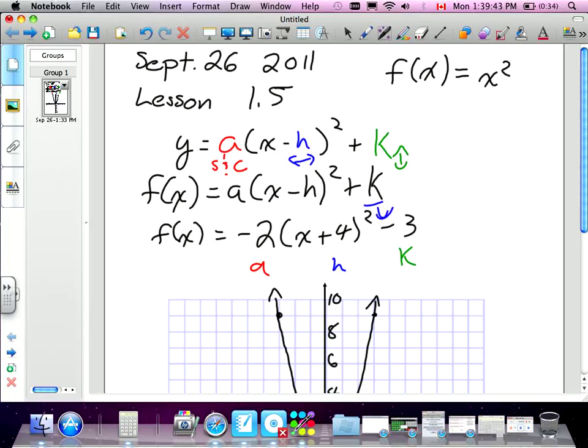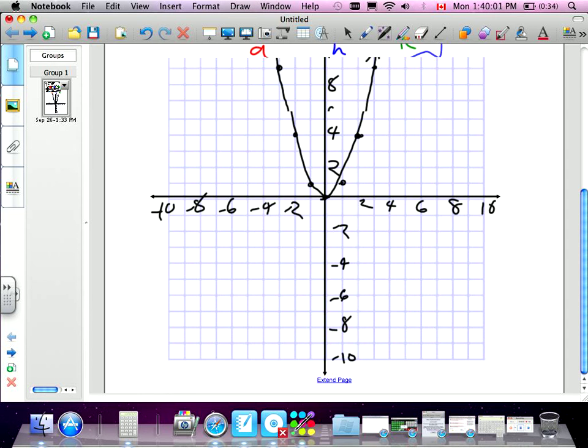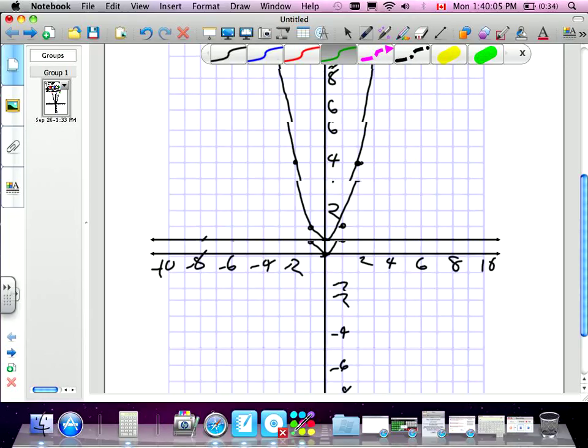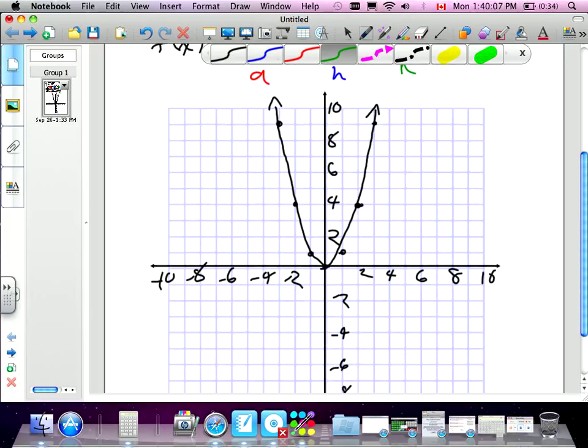Good. The first thing I'm going to do is deal with shifting it left and right and up and down. So we'll start with k because it's the most logical one. It makes sense. If k is a negative number, which direction do we go? Downwards. We go in a negative direction. So I'll put our green graph, since k was green. And what I'm going to do is move from the vertex. So the vertex is at 0, 0. I'm going to move it down 1, 2, 3.